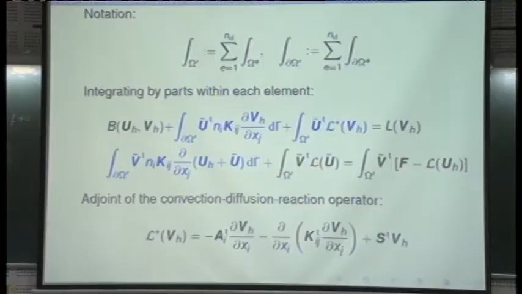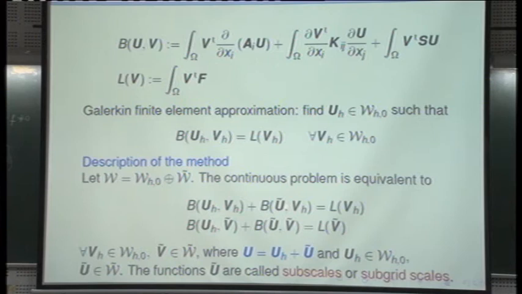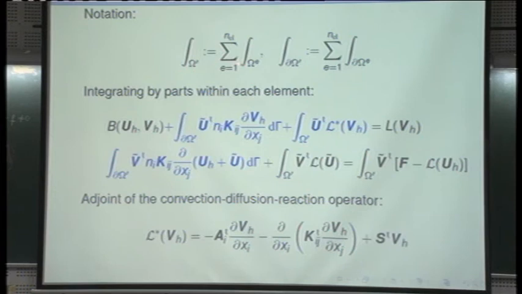So we have this Galerkin term and this subgrid scale term. Now we use that notation. The integral over the elements is denoted as the integral over omega prime, the summation over all elements of the integral over each element. So this is the element-wise integral. And likewise, the integral over the boundary of omega prime is the integral over the boundary of the elements, summed over all elements. Okay? Good.